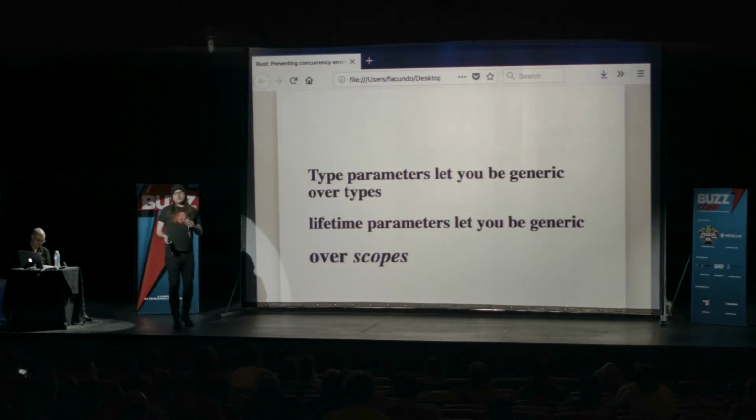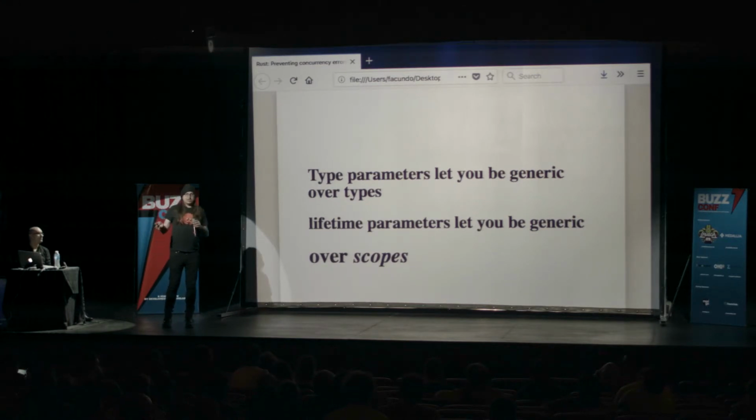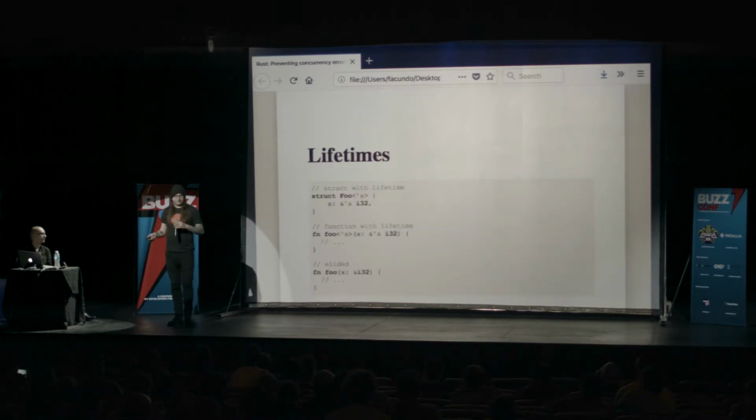If type parameters let you be generic over some sort of types, then lifetime parameters also are generics, but they let you be generic over scopes of your code. This is why they're a little tricky and tough to reason about, because most programmers, as it turns out, don't really think about the scopes of the stuff that their stuff is being used in. And so thinking about the scope, where your variables are valid and not valid, is a little intense, and then being able to manipulate that in code is also really cool, but it takes some practice. So let's talk about this in a little more detail.